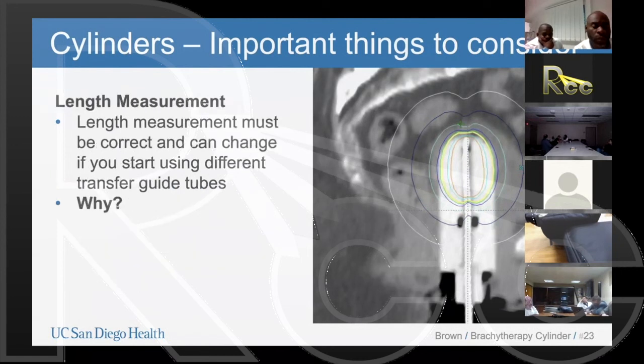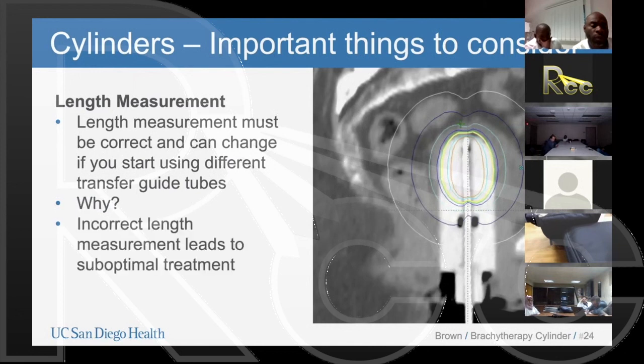Length measurement is important, especially if you start using different transfer guide tubes. Transfer guide tubes can also stretch over time, which would change their length. If you continue to use pre-planned lengths and your transfer guide tube has stretched, let's say it's stretched maybe 3 millimeters, then the treatment is going to be 3 millimeters more distal than you would like, and you're going to underdose the tip of the cylinder. So again, just a great idea to check the length measurement before any of the treatments.